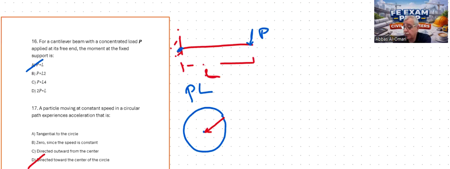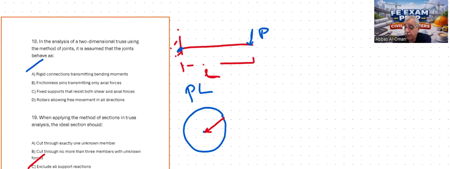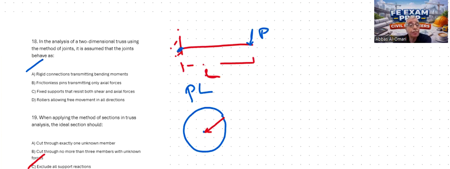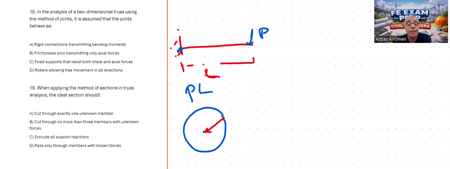Next question. In the analysis of a two-dimensional truss using the method of joints, it is assumed that the joints behave as rigid connections transmitting bending moments. So the joints, they don't transmit bending moments. So the assumption is that the joints are frictionless pins transmitting only axial forces.